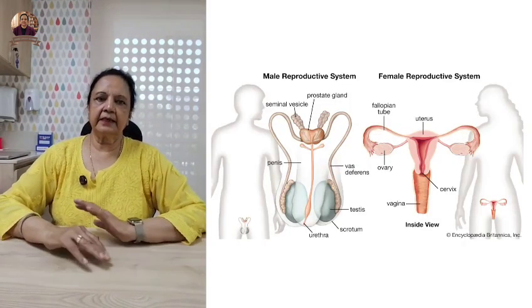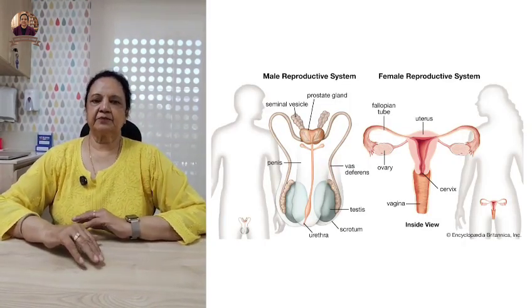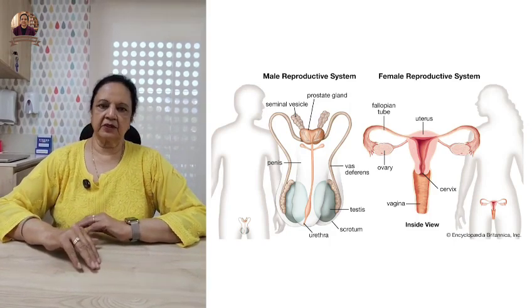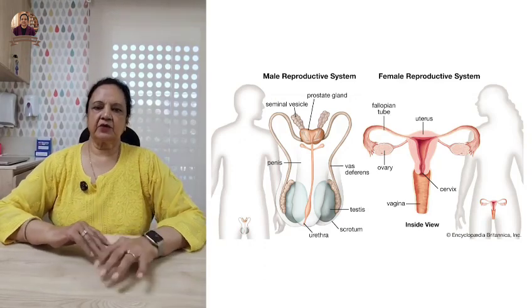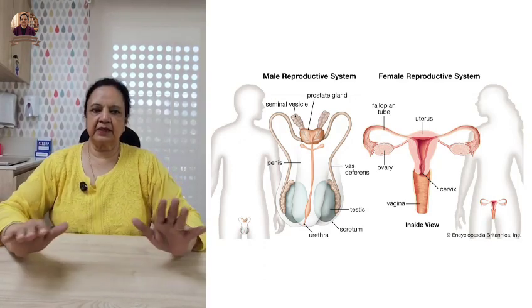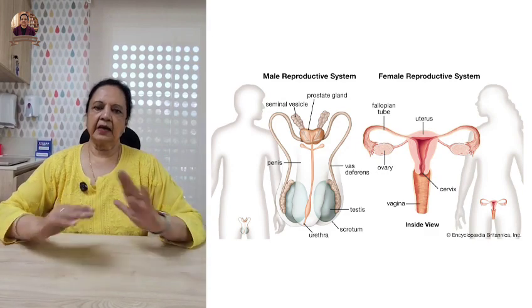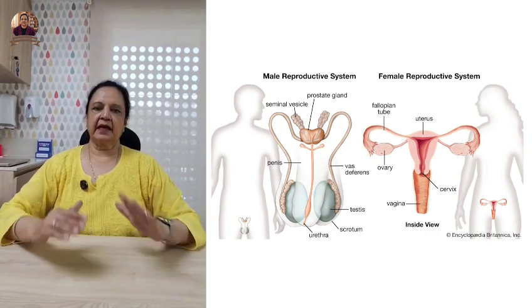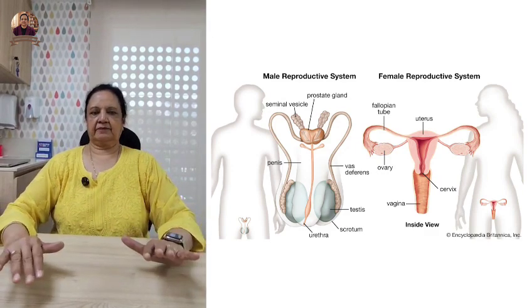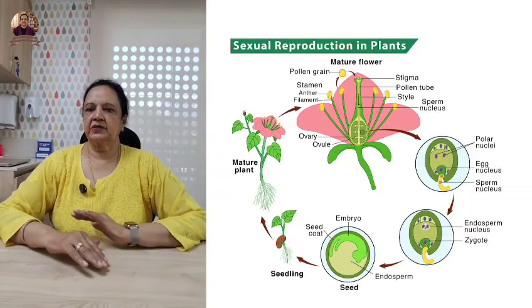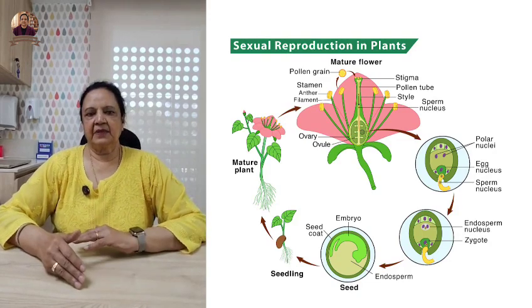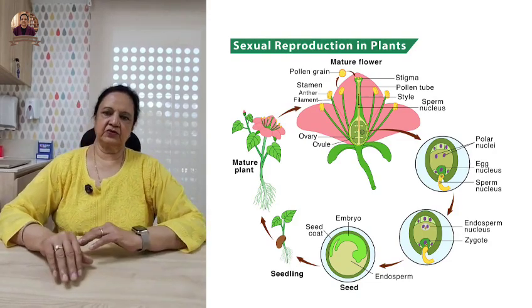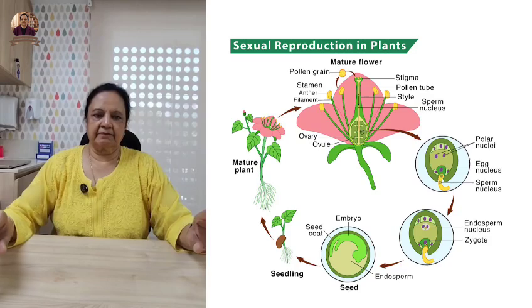Second is diagram fear. In chapters like Human Reproduction or Sexual Reproduction in Flowering Plants, students try to memorize diagrams without understanding the flow. I always tell my students a diagram is a visual story. If you don't know the story, you will get confused. You will confuse the anther and the filament, or the fallopian tube with the uterus, every single time.